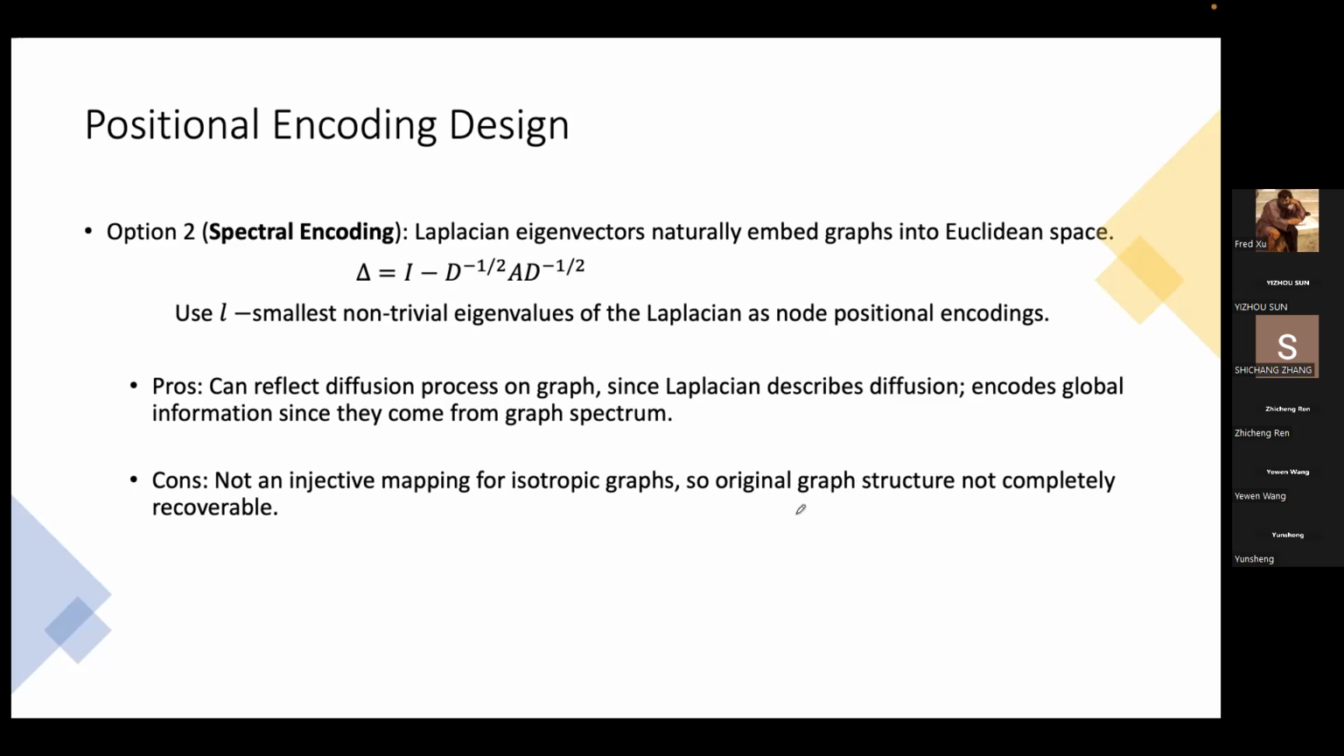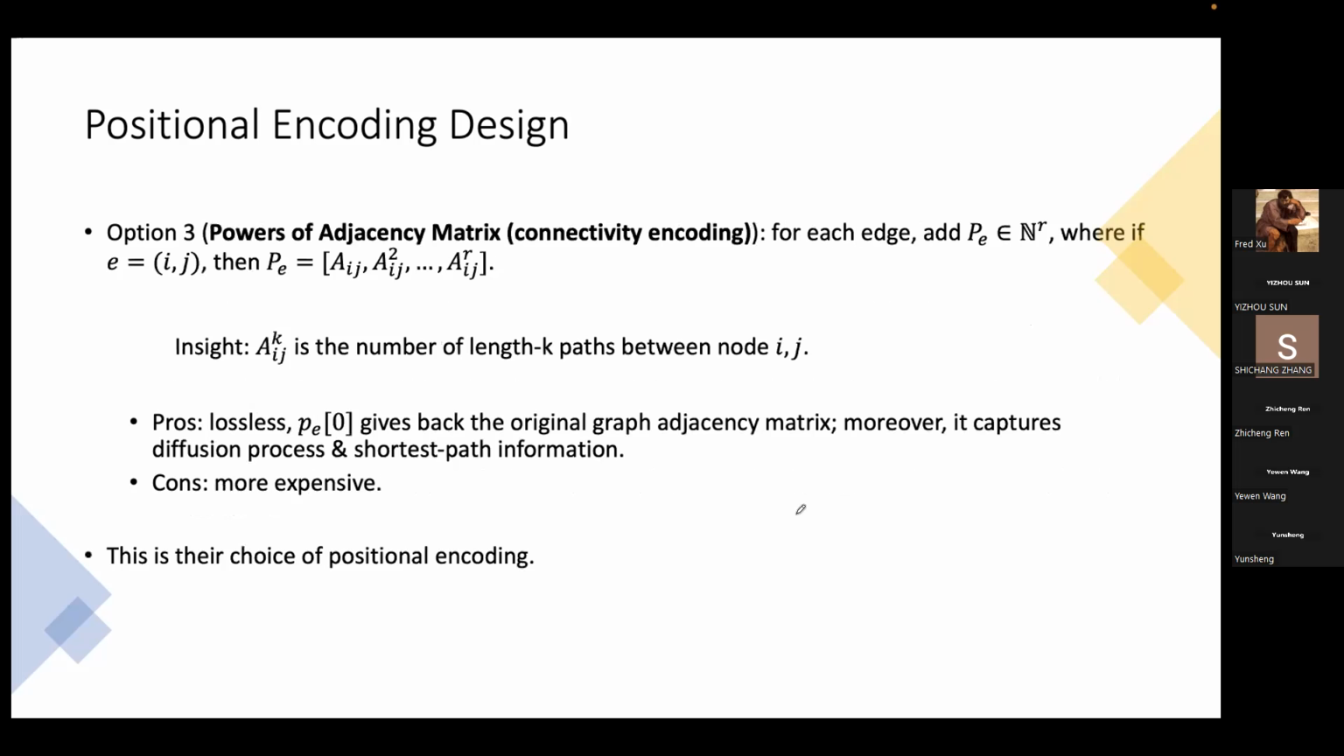Okay, thank you. Right, and then one additional thing they do is use the powers of the adjacency matrix, because the adjacency matrix raised to the kth power is basically the number of length-k paths between two nodes. Again, this is lossless because your original adjacency matrix is included, and it gives some kind of encoding that reflects connectivity. They end up using this one for their experiments.